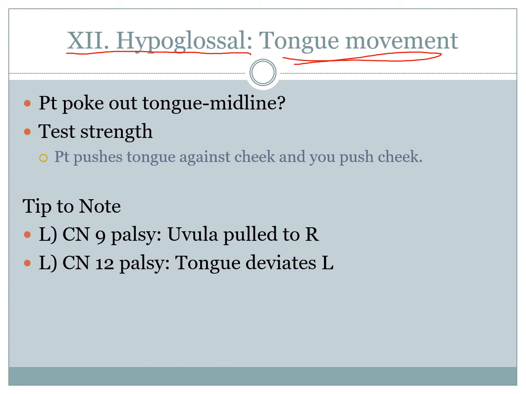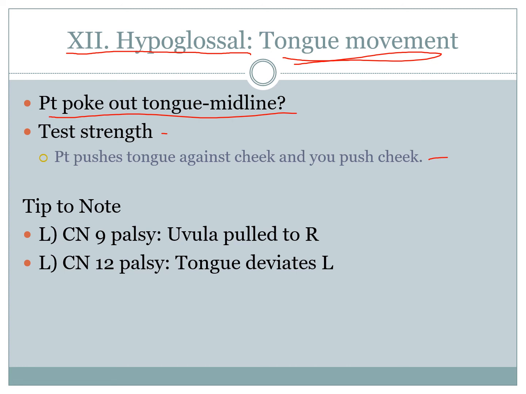So this is a pretty simple test. You get them to poke their tongue out and make sure the tongue is midline, so not leaning to the left or leaning to the right. From there you can test tongue strength. Again, this is more of an advanced test to make sure that they may have subtle changes within the hypoglossal nerve. You get the patient to push the tongue against their cheek as hard as they can, and then you fight against their cheek by pushing it in, to see if they've got equal strength left and right.